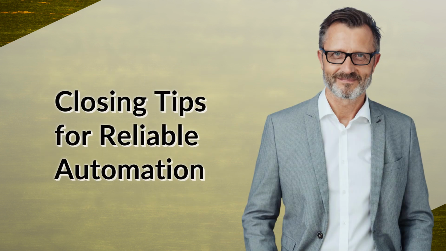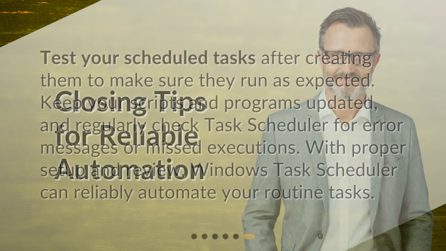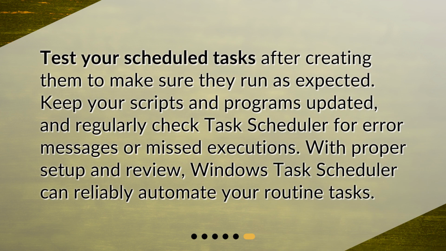Closing tips for reliable automation. Test your scheduled tasks after creating them to make sure they run as expected. Keep your scripts and programs updated and regularly check Task Scheduler for error messages or missed executions. With proper setup and review, Windows Task Scheduler can reliably automate your routine tasks.